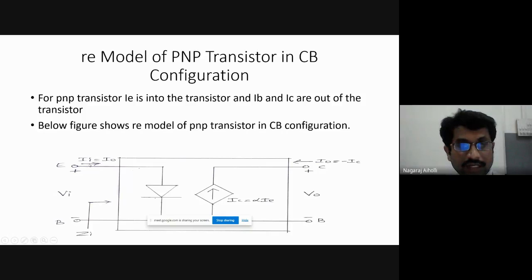II is plus IE, therefore the polarity is taken as the same, that is positive to positive, negative to negative. Then I0 is minus IC, therefore the direction of the current is taken as upward. IC is equal to alpha IE. The magnitude is the same, only the direction is opposite to that of I0. Therefore, I0 is minus IC.